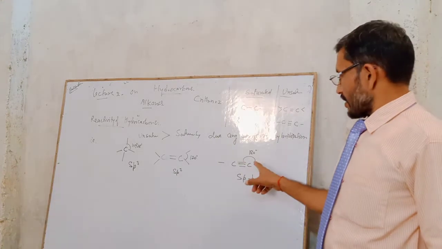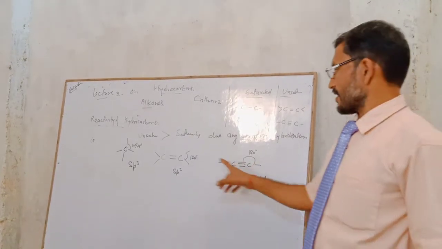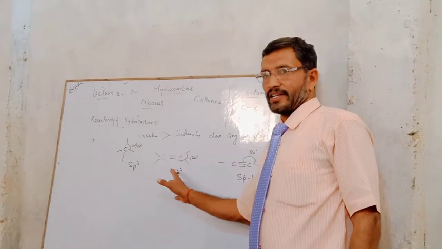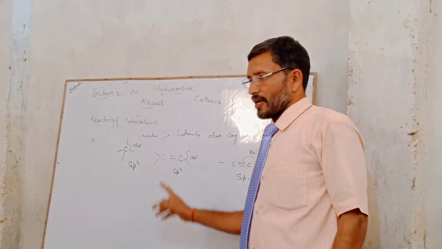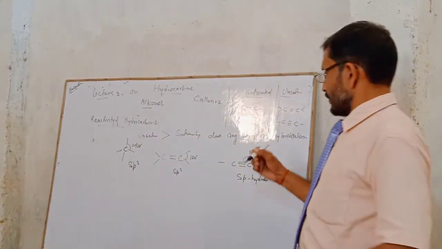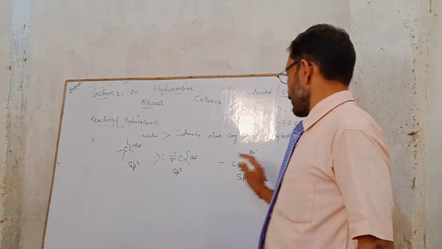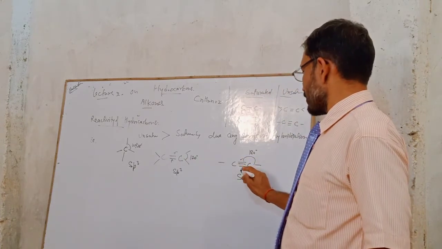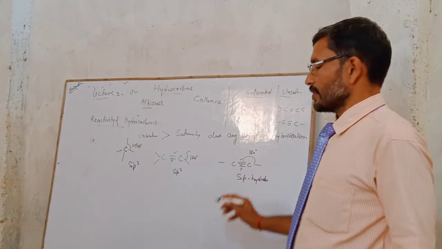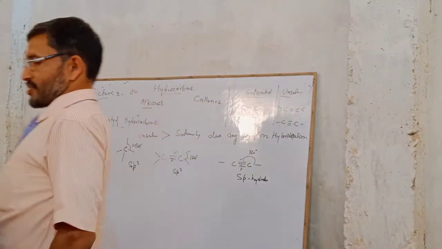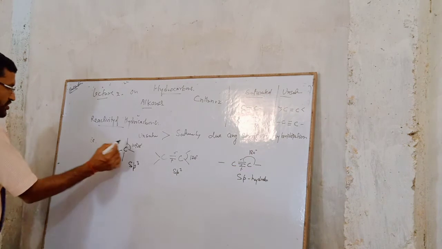So see, in the case of alkene and alkyne, which one has a double bond, triple bond, single bond? Here one is a sigma bond and another is a pi bond. In the triple bond, one is sigma and the other two are pi bonds. Here in the alkane, everywhere it is a sigma bond.